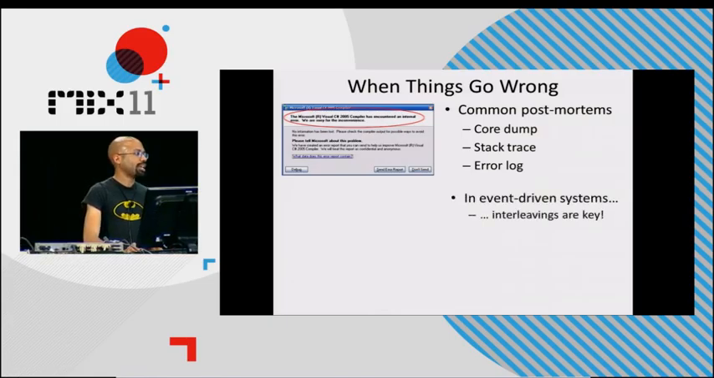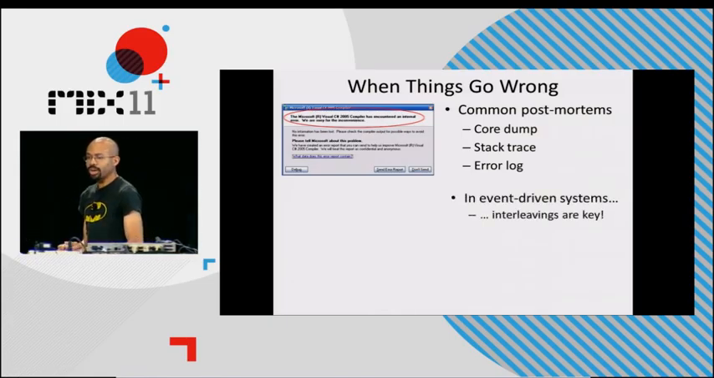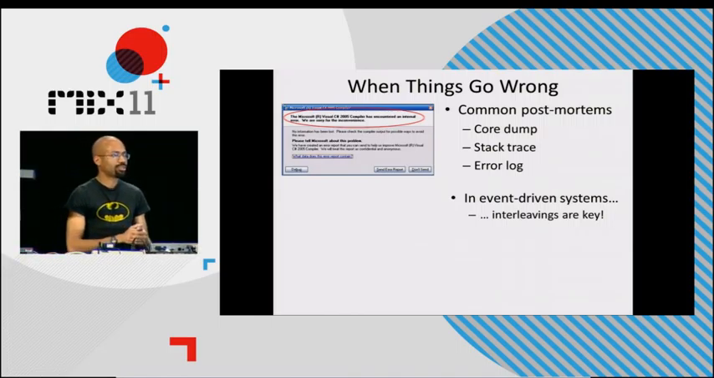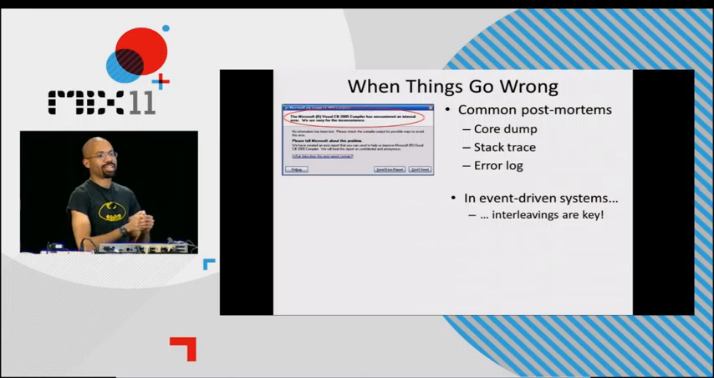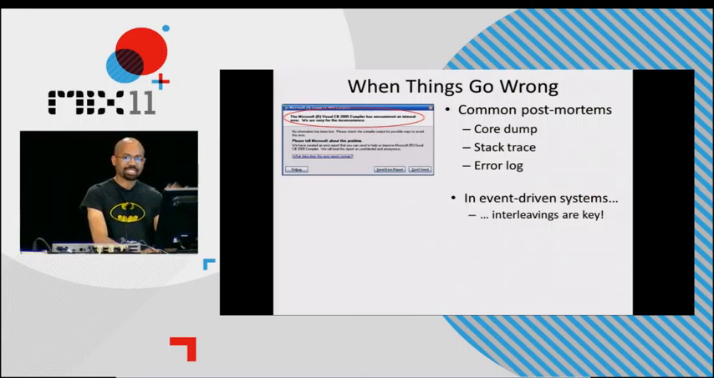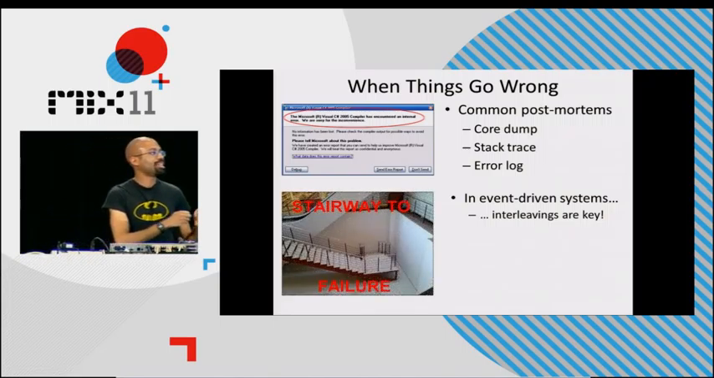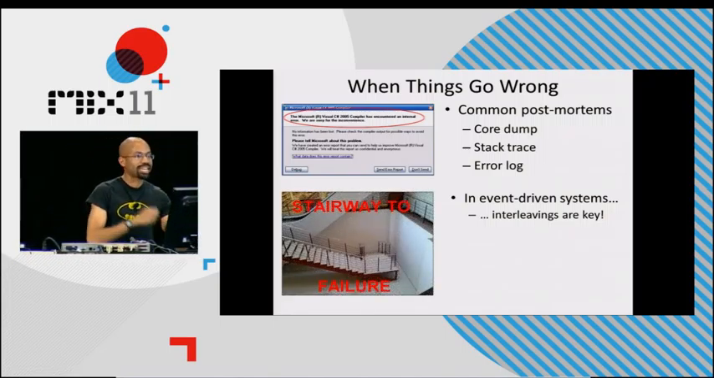Well, the reason I'd say is because JavaScript programs and web applications in general are very event-driven. And in event-driven systems, the event interleaving is key. So we don't just want a static snapshot of what the application looked like when it failed. We want the stairway to failure. We actually want to see the paths, the things that the user did and clicked on and downloaded and all that kind of stuff. We want to see that stuff, not just a static snapshot.